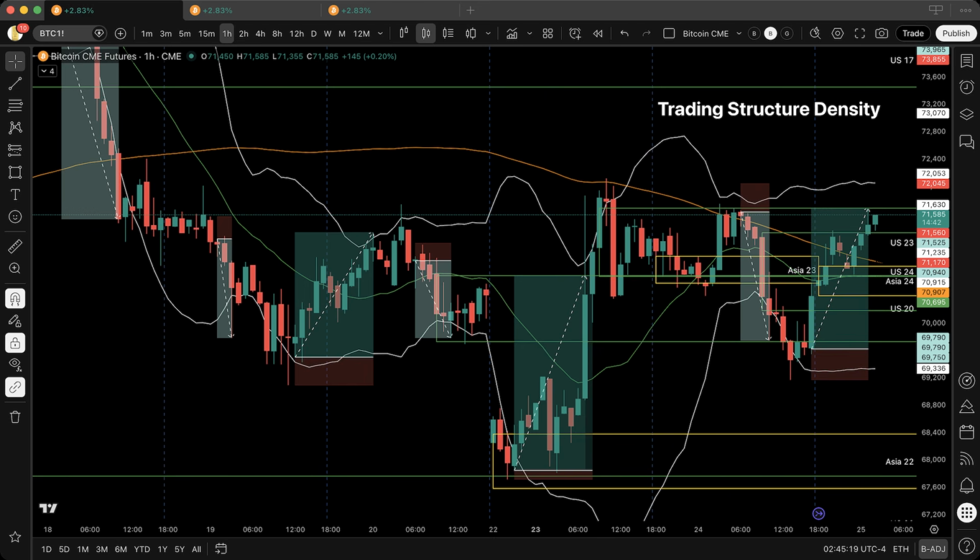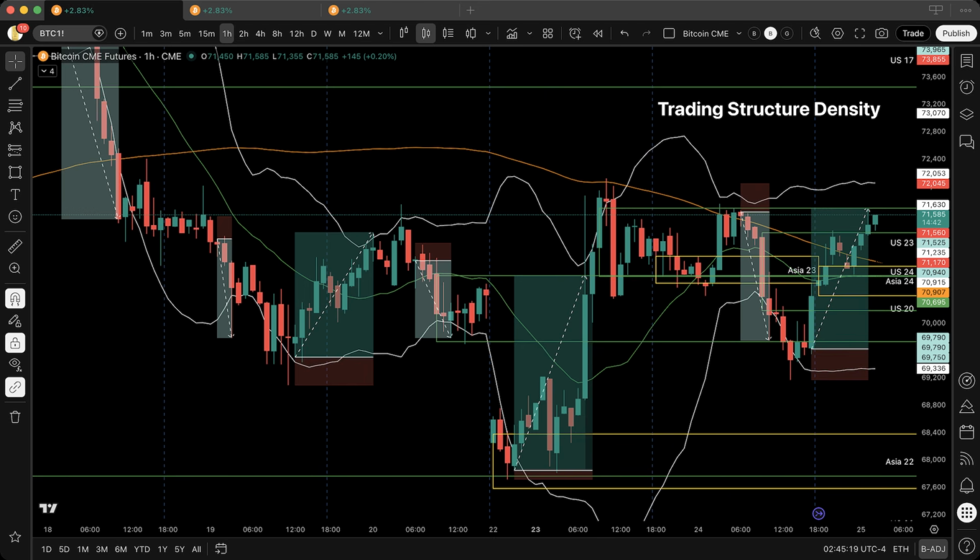Third is position. Price is inside structure, not outside it. It is interacting with multiple session boundaries. This means there is no clean directional location. Price is neutral. Fourth is pressure. Momentum appears, but it fades quickly. Slope is inconsistent. This tells us there is no dominant side controlling price. Fifth is liquidity. Liquidity is concentrated at boundaries. But boundaries are now close together, so liquidity events overlap. This creates noise.